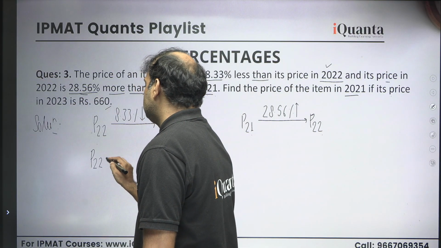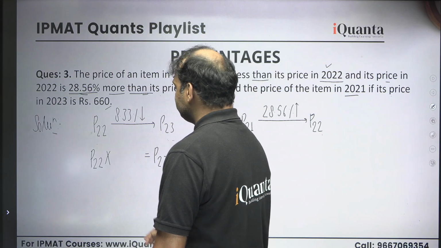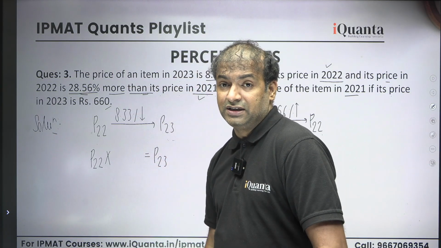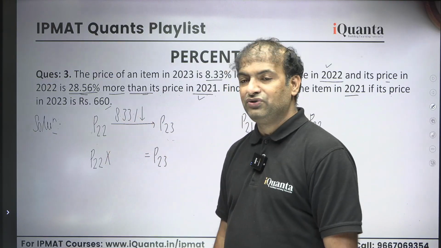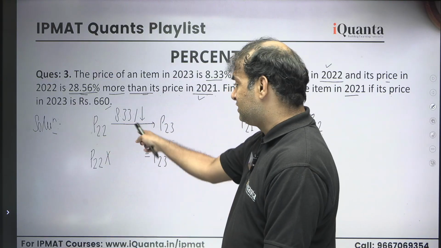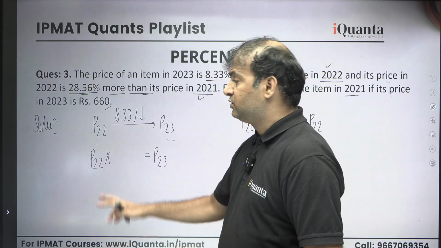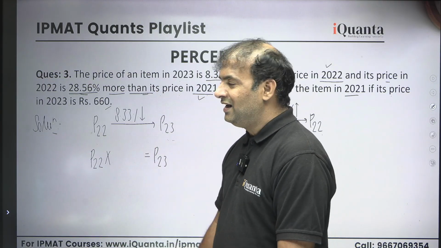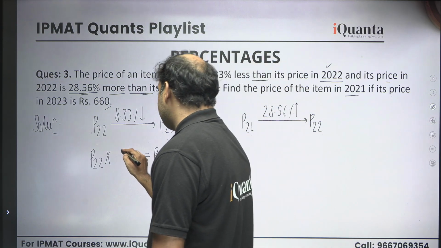Initial value into the multiplication factor is the final value, but what should be the multiplication factor? There is a decrease, 8.33%. In the previous session, I told you how we convert 8.33% into a fraction. This is half of 16.66. 16.66 is 1 upon 6, so it should be 1 upon 12, right? Now, this is a decrement, so 1 minus 1 by 12 has to be 11 by 12, right, guys?